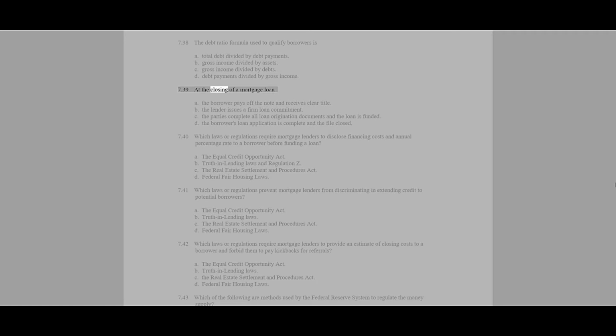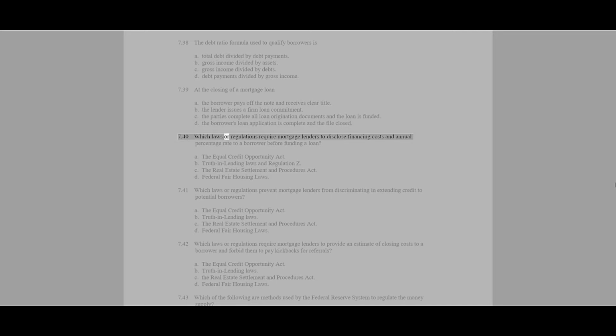7.39 At the closing of a mortgage loan: A. the borrower pays off the note and receives clear title. B. the lender issues a firm loan commitment. C. the parties complete all loan origination documents and the loan is funded. D. the borrower's loan application is complete and the file closed.